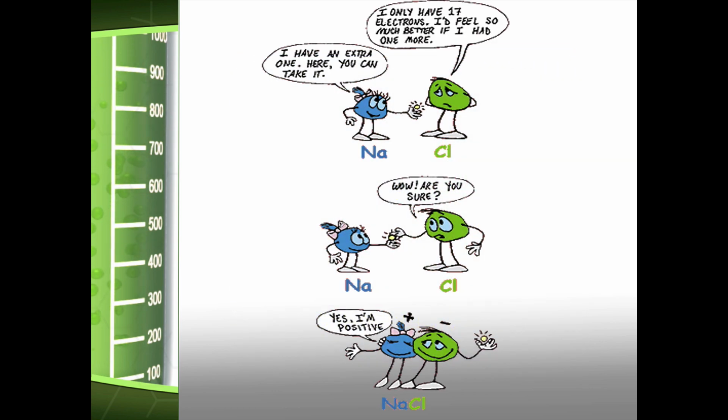Maybe this is a little cuter here. Let's follow our little scene. He says, I have only 17 electrons. I feel so much better if I had one more. And she says, I have an extra one here. You can take it. Wow, are you sure? She says, yes, I'm positive. All right. She gave up her electron, becoming positive. He accepted it, becoming negative, and then they formed a cute little bond together.